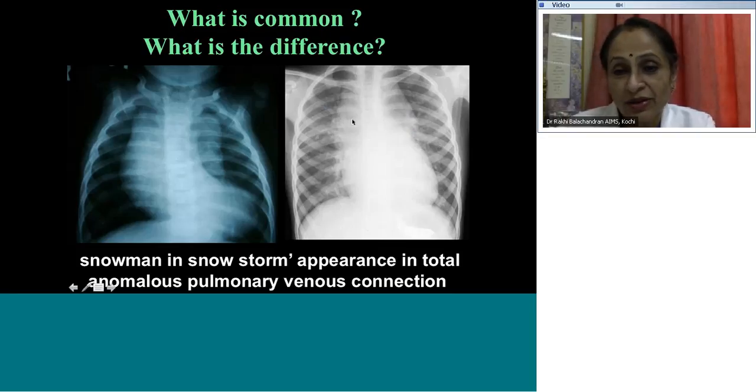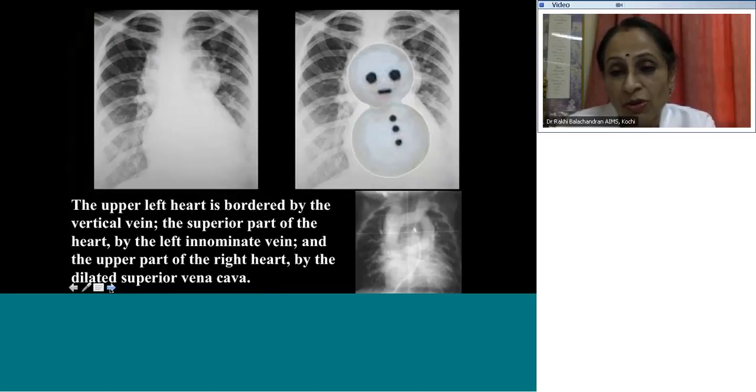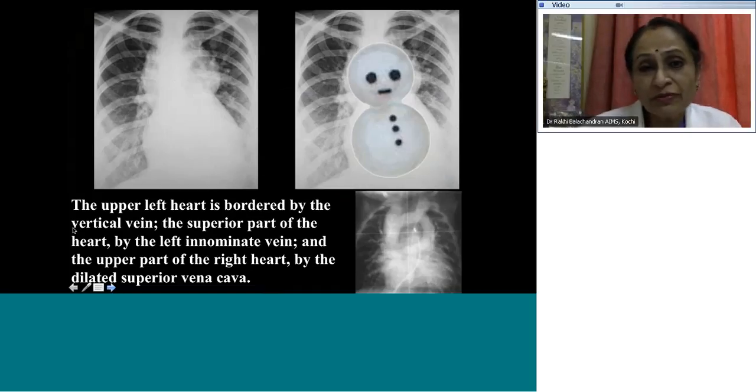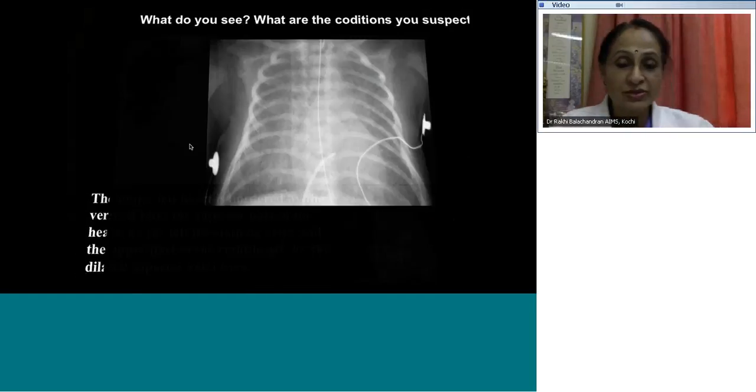This is the vertical vein, horizontal vein and then the superior vena cava. And that's how the snowman appearance is there. And this snowman appearance, if you see, classically it is also called as figure of 8. Okay. Now, figure of 8 consists of the vertical vein and then the innominate and then the dilated SVC and of course the cardiac shadow is below. So this is the snowman in the snowstorm.